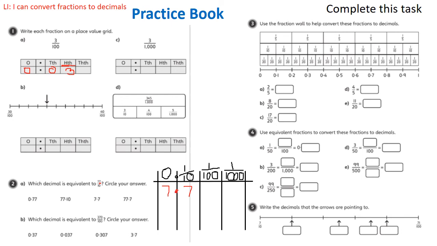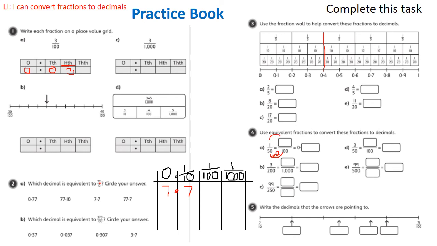So number 3, use a fraction rule to help you convert these fractions to decimals. So 2/5. So you work out where 2/5 is, that takes us up to here. So you know that the decimal is going to be 0.4. 8/20, count up to 8/20, what's the decimal equivalent? Question 4, use equivalent fractions to convert these to decimals. So what do you do to 50 to get to 100? You times by 2. What you do to the denominator, you also do to the numerator.